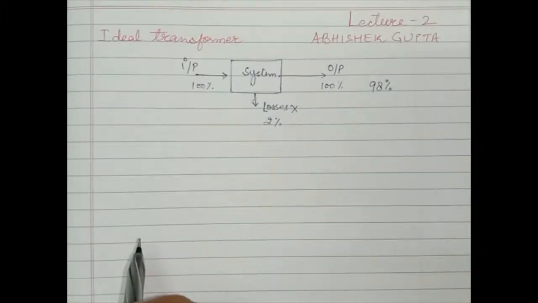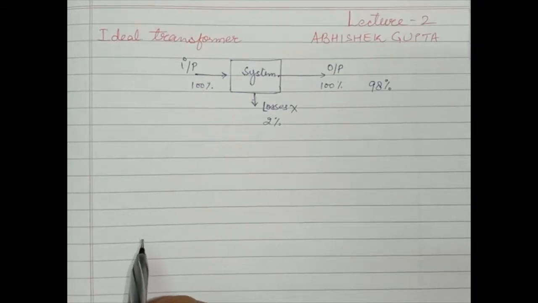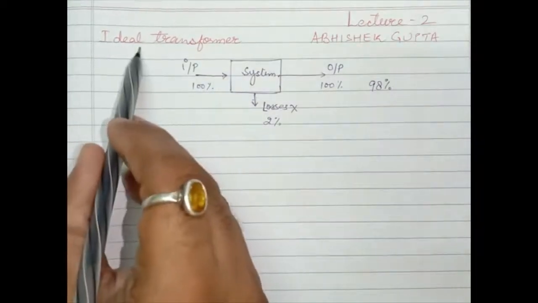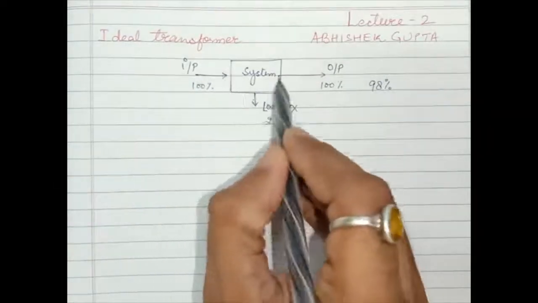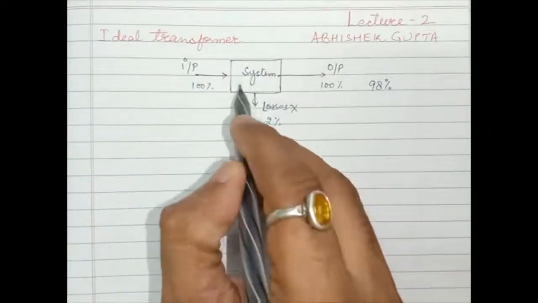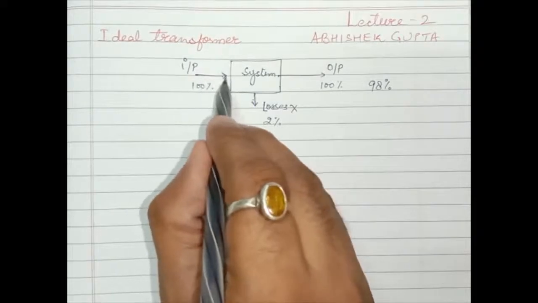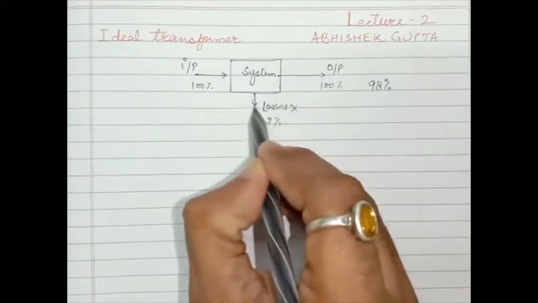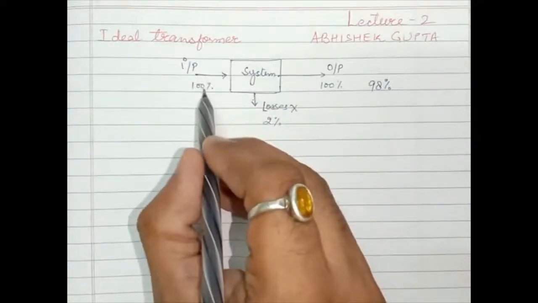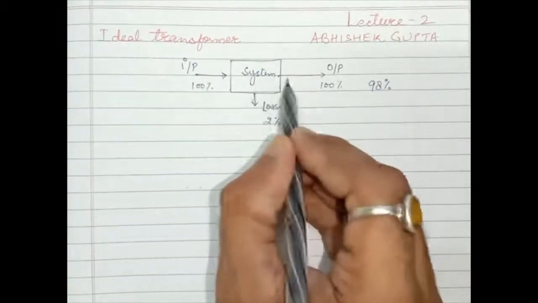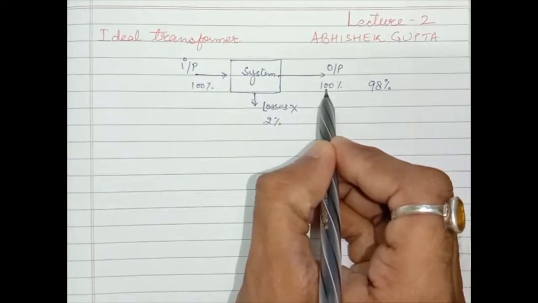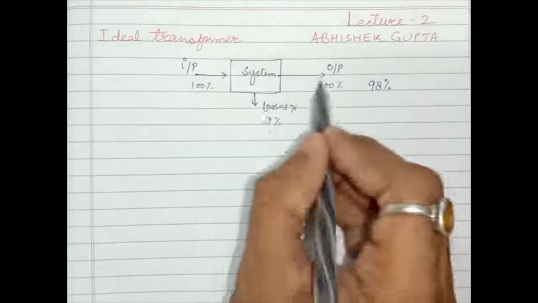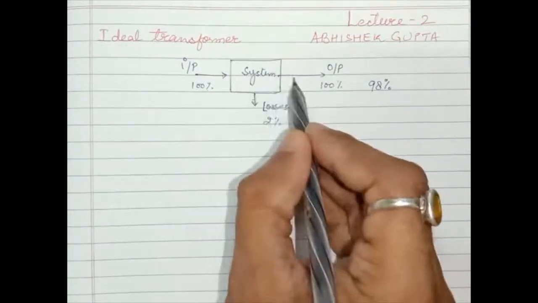In this video, we will discuss the elementary theory of an ideal transformer. So, what is the basic meaning of an ideal? Suppose we consider a system over here. It has two terminals. One terminal is input and the other terminal is output. Right now, we are not considering the third terminal. Suppose we are giving 100% input to this system and we are getting 100% output. Then this system will be called an ideal system.